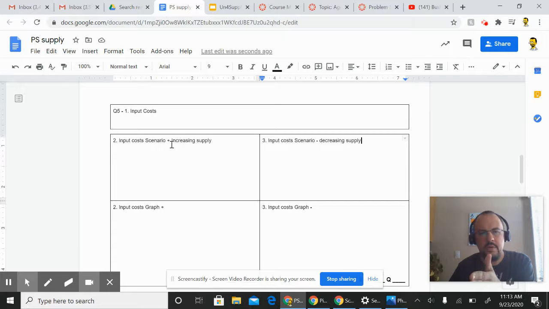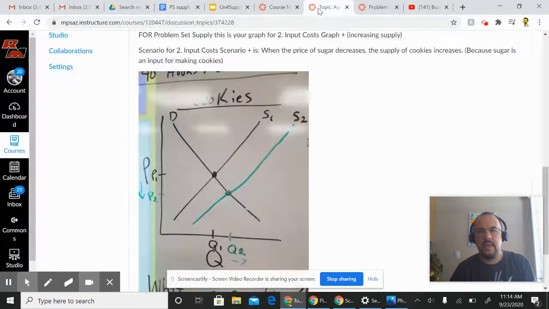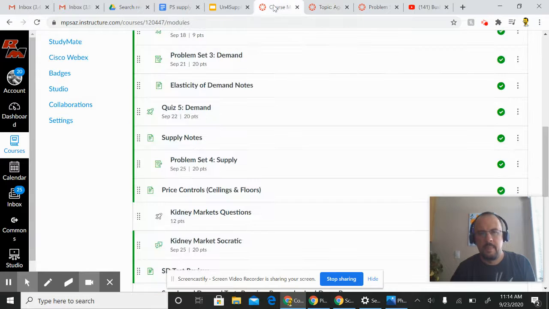So input cost scenario 2. So here in 1 is where you put what are input costs, how do they affect supply, and then you write a scenario or example. So we said yesterday, like if the price of sugar decreases, the supply of sugar increases. And when we did that, we drew a graph underneath here that looked like that one. And you can just copy that one if you don't have it in your paper.